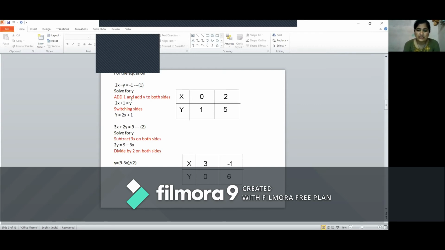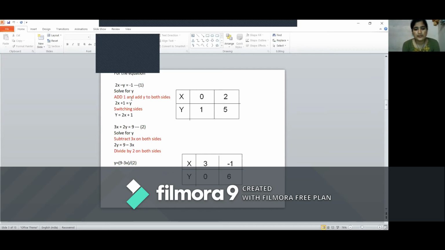Now the next value: consider x is equal to -1. If I take x is equal to -1, what is the corresponding value? So put here (9 minus 3 into -1) divided by 2. That means 9 plus 3, it becomes 12 divided by 2, and 12 divided by 2 is 6. That's why here y is 6, the corresponding value of x as -1.